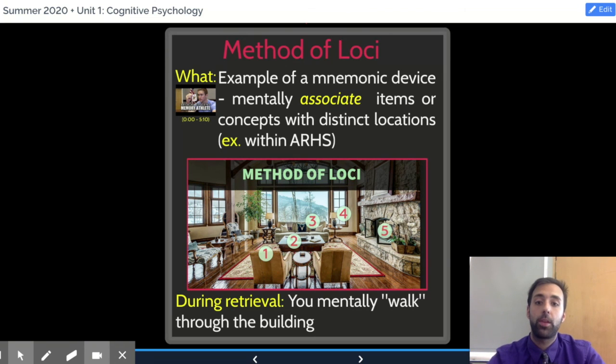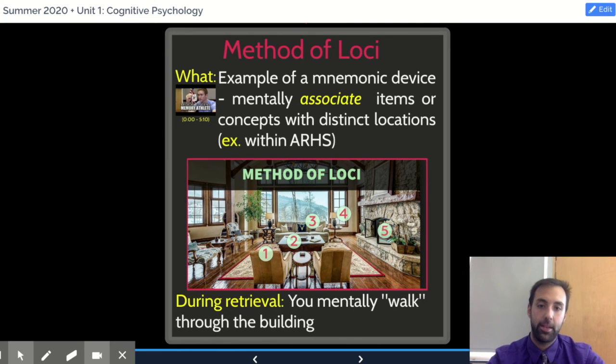Or maybe you do it within locations of the school. So you put a vocabulary word in the art room, in the lunch, in the gym, in the auditorium, in my classroom. Or maybe you can even specifically use my classroom. So you envision a vocabulary word at my desk, at your desk, at my podium, at the whiteboard, etc. And you try to connect the term you're memorizing with each of these distinct locations.